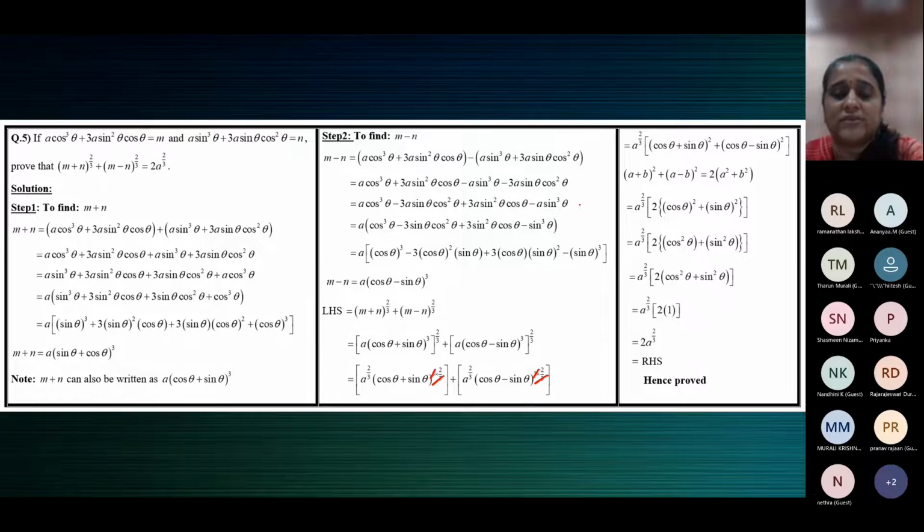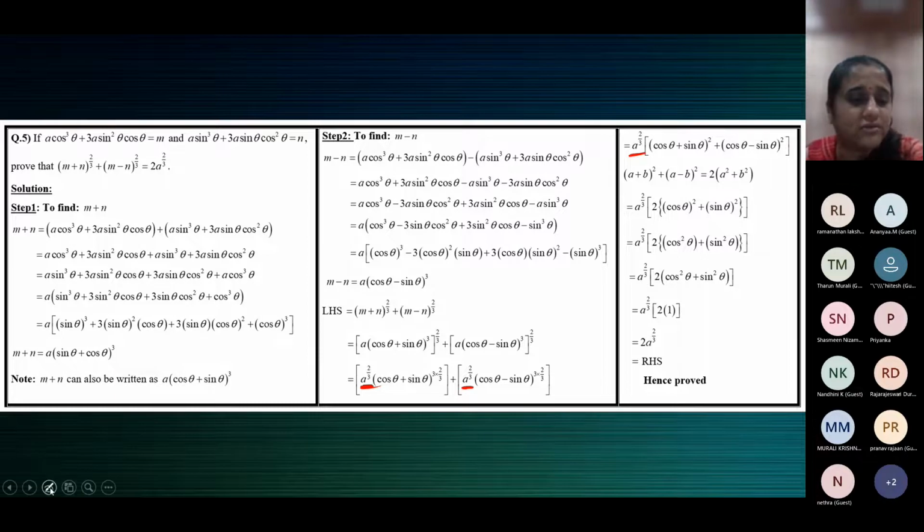Now let's write what is left. Before that, you can also see a to the power 2 by 3 is common. In the first bracket we have a to the power 2 by 3, and here also we have a to the power 2 by 3. So a to the power 2 by 3 is common in both the brackets. Take it out.